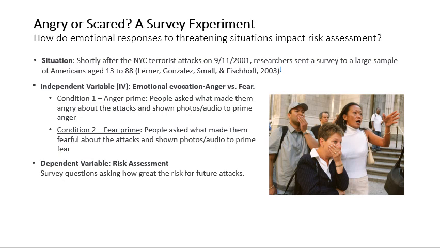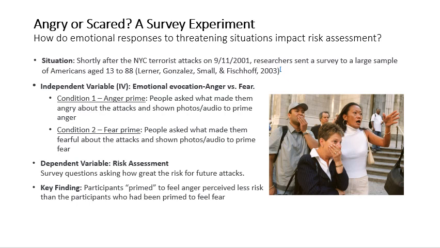In other words, they asked survey questions about how great each participant felt the risk was for future attacks on the United States. The main finding that's relevant is that participants who were primed to feel anger perceived less risk than those who had been primed to feel fear. That's interesting, suggesting that whatever emotion is evoked about a traumatic event can actually impact how dangerous or how threatened you feel in the future. An interesting study, and one example of the way experimental surveys can be used to generate data.